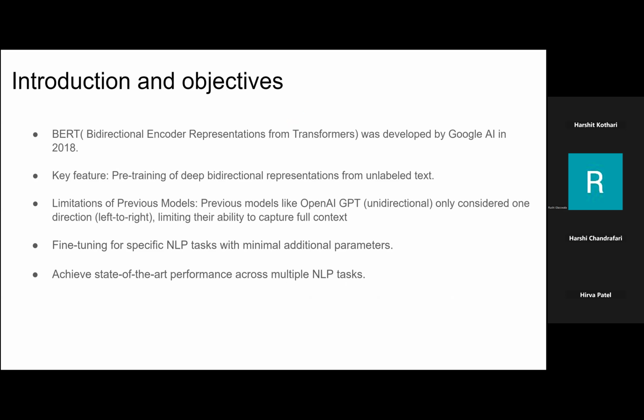So this was a response to the limitations of previous models like OpenAI GPT, which considered only one direction, left to right, limiting their ability to capture full context. This can be understood by an example. The river is situated on the bank of the river. If the word bank is not given to the model and we have to find it, BERT will be able to find it because it has the left and the right context. Whereas OpenAI GPT will not be able to find it efficiently because it only has the left context of the sentence.